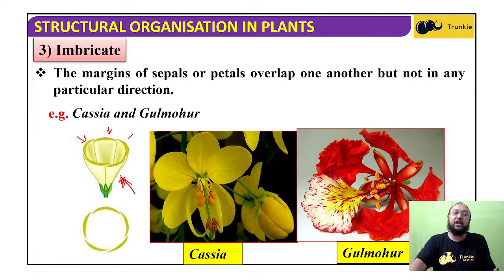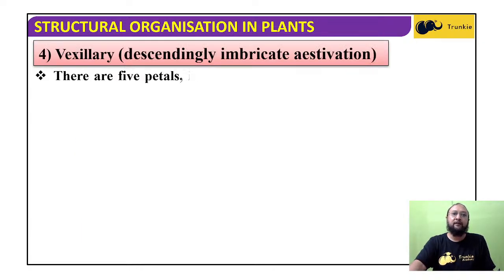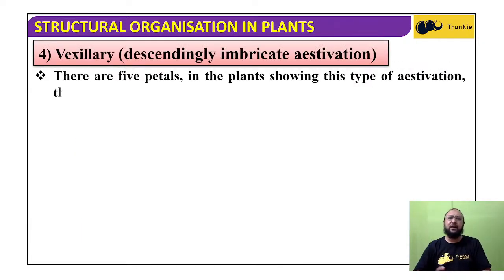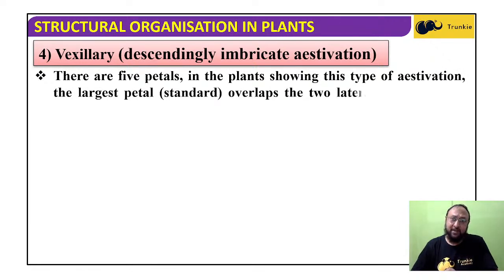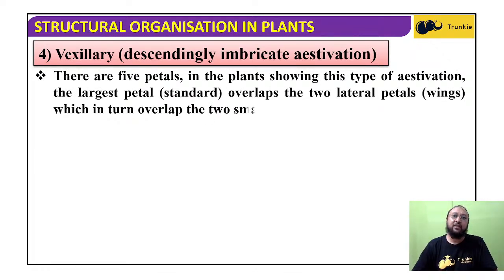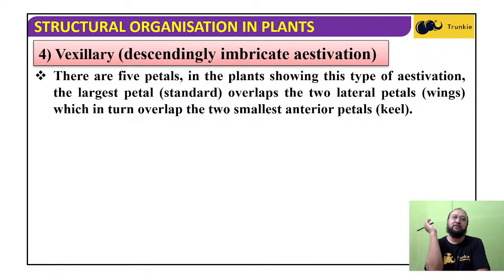Okay, so this kind of imbricate estivation is found in Cassia and Gulmohar. Okay, so this is called imbricate, not following a particular pattern of overlapping. Vexillary, descendingly imbricate estivation. So there are 5 petals in the plant showing this type of estivation.